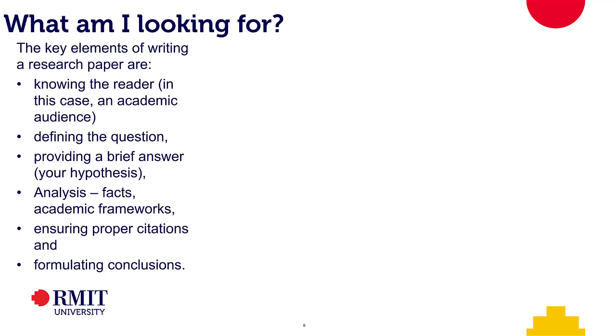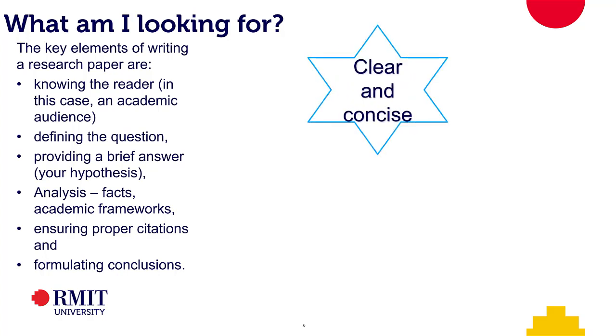So what am I looking for? The key elements of writing a research paper, and this is advice I give generally in relation to research papers, require firstly knowing your audience, who you're writing for. In this case, an academic audience. Being able to define the question, so really nail in to what this question means in the context of your organisation and your experience. Being able to identify a hypothesis or a brief answer and expand from that by deeply analysing facts and frameworks, and then ensuring that you have proper citations in order to formulate conclusions.